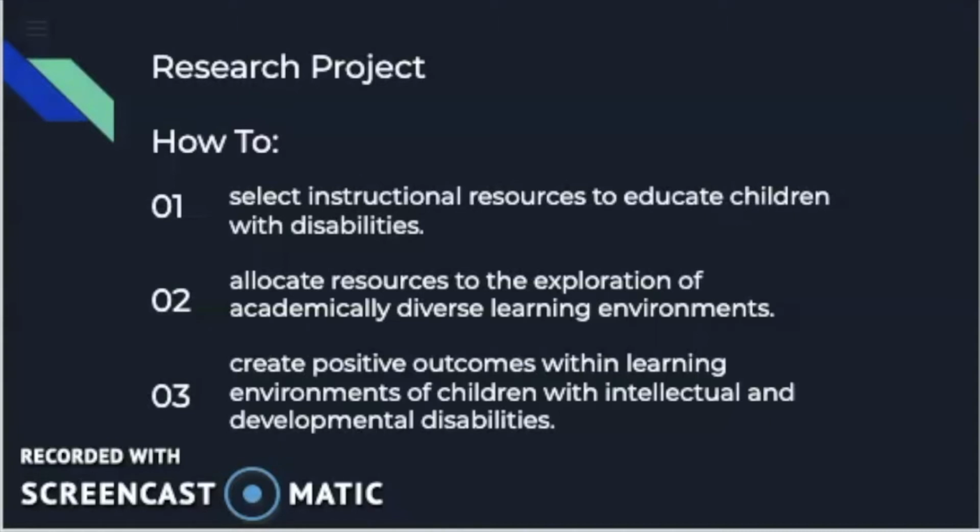Relatedly, I am interested to learn if educators allocate resources to the exploration and promotion of academically diverse learning environments. My research aims to ascertain whether the same theories, concepts, and principles of inclusion and critical literacy for culturally diverse classrooms translate to more positive outcomes within learning environments of children with intellectual and developmental disabilities. I plan to conduct additional teacher interviews and observations to increase my understanding of text selection for and by children with disabilities. Do educators possess the power to dictate the collection of text within their classrooms?